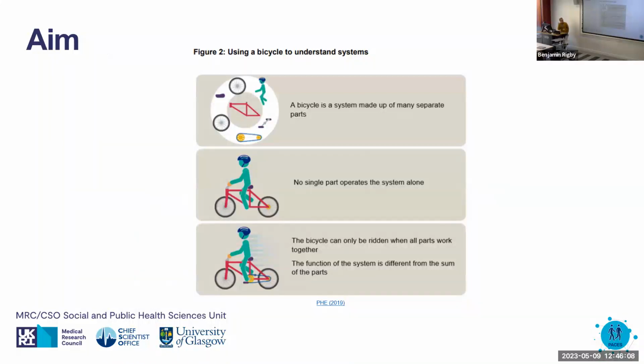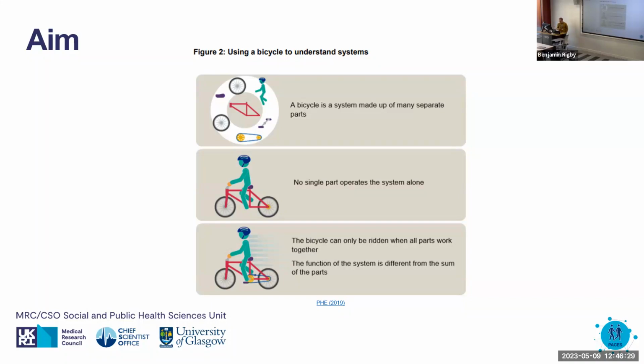I don't have time to go into what systems are and how complex systems operate too much, but just a basic example here: thinking about things as a whole and the relationships between their component parts. So the bicycle is a system made up of lots of separate parts, but no single part operates it alone. And you can think about that in terms of the components of social systems.